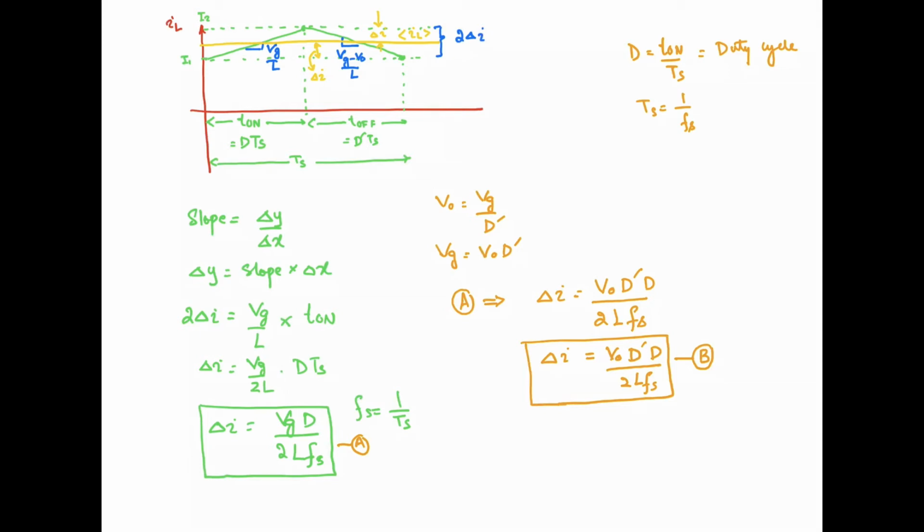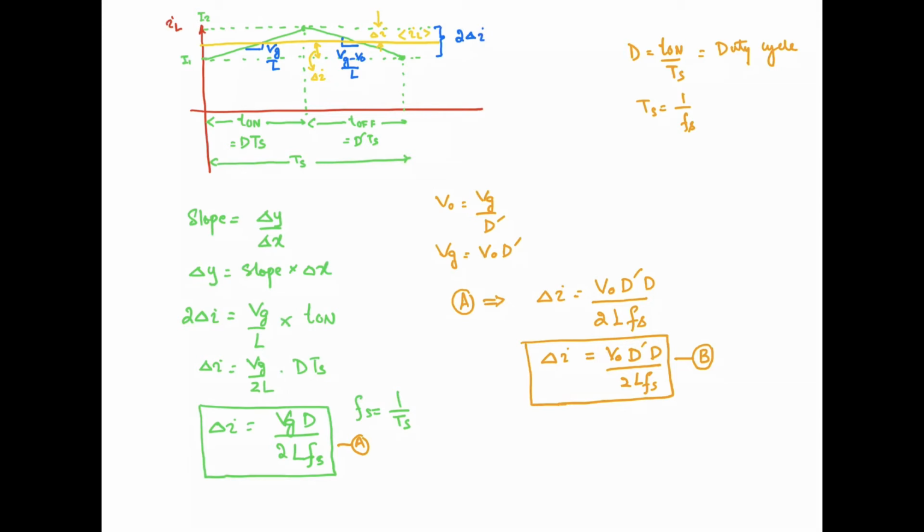what the current ripple will be. The total current ripple will be equal to 2 into delta I. Delta I is half of the current ripple that is above this average line. This is the average line, and the variation from the average line up to the maximum point is delta I, and the variation in the downward direction is delta I. So this equation will be used for the analysis.